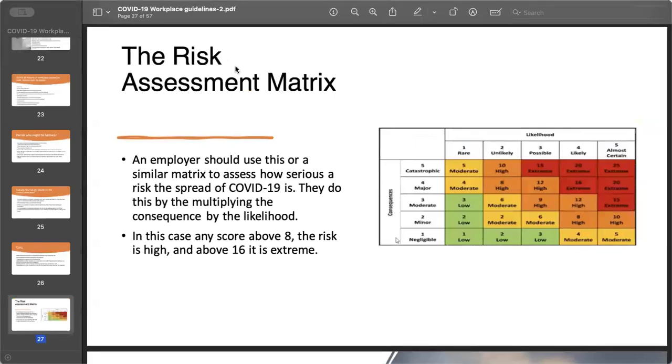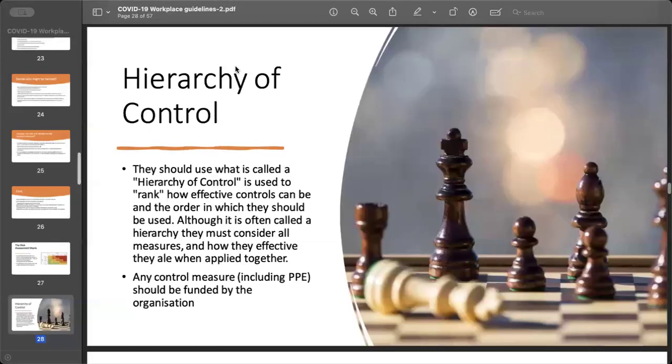Here is the risk assessment matrix. An employer should use this or a similar matrix to assess how serious a risk the spread of COVID-19 is. They do this by multiplying the consequence by the likelihood. In this case, for any score above 8, the risk is high, and above 16, it is extreme.